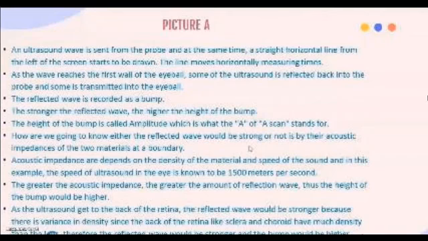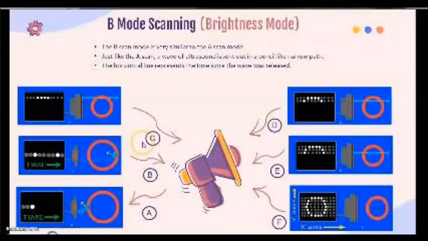Okay, so here are my explanations that I have just explained to you. Next we have B mode scanning. B mode scanning is very similar to the A scan mode, and just like the A scan, a wave of ultrasound is sent out in a pencil-like narrow path, and the horizontal line represents the time since the wave was released. So let's start with picture A first.